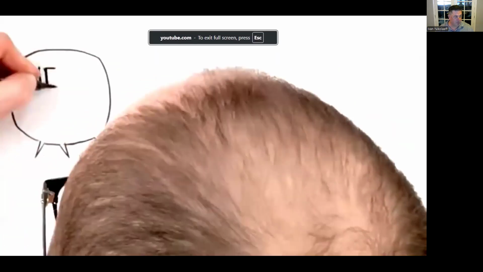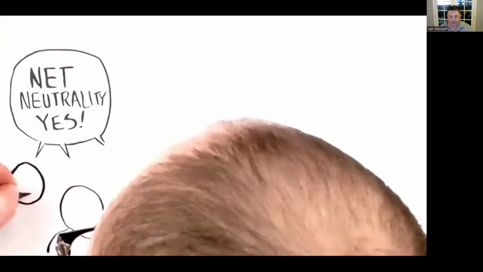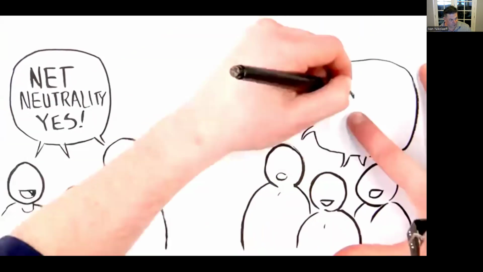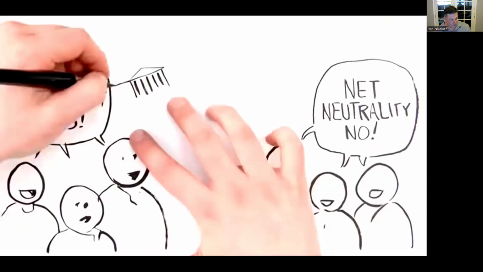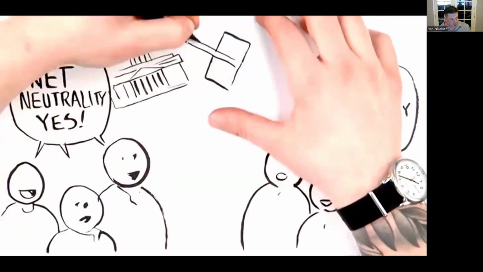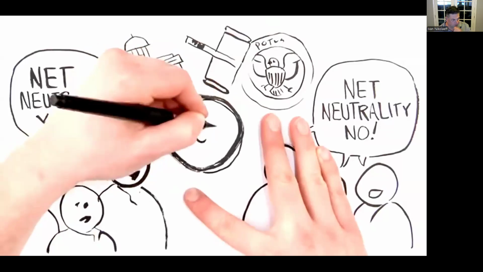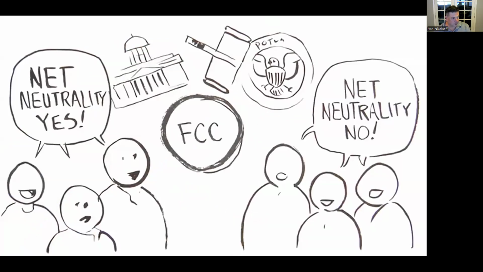Remember the fight over net neutrality? Activists and corporations battled over the structure of the internet. Both sides tried to convince the government that their way was right. But who were they trying to convince? Was it the president, Congress, the Supreme Court? None of the above. People were trying to convince the FCC, the Federal Communications Commission.